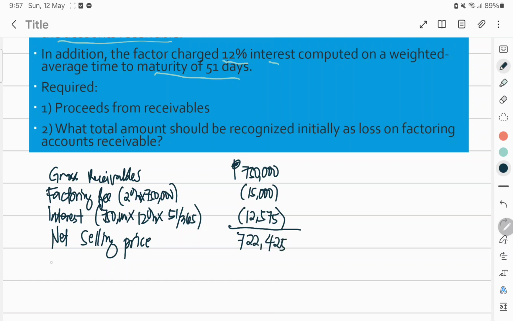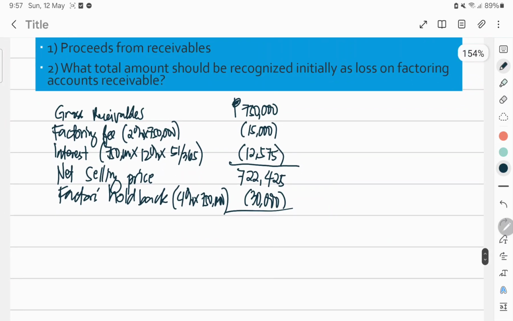722,425. And then we're going to deduct the factor's holdback. Take note, the factor's holdback is a receivable. Receivable din yun, account receivable from factor. Factor's holdback is 4% of 750,000. Okay, so that is 30,000. So we're going to deduct that as well. Ayun. Okay, so how much na is the proceeds or yung cash received natin? Proceeds from factoring.